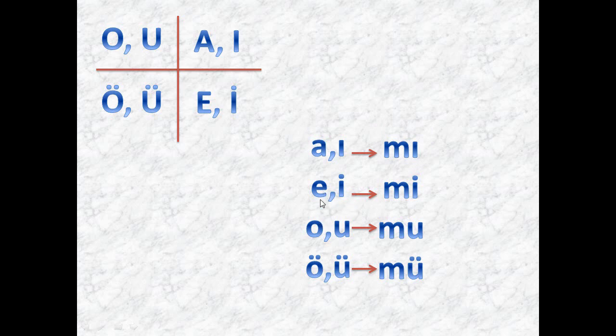And if we have A and E in the last syllable, the word me will appear beside that word. If we have O and U, the word mo is going to appear beside that word. And if we have E or U at the last syllable of a word, we're going to match it with M beside the word. Okay.